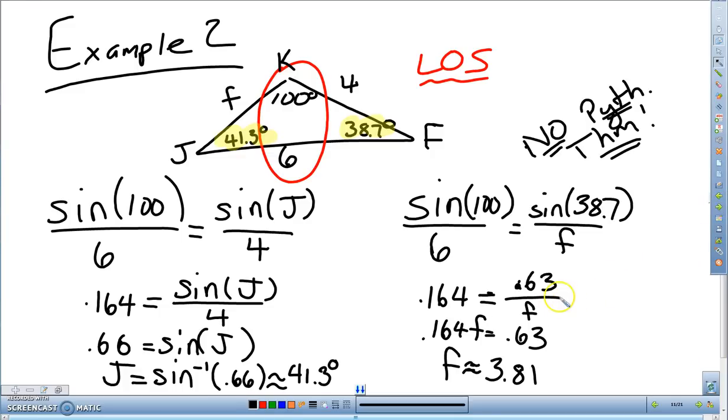And so here it is, again, solving it the same way we solved those other ones, times by f, and then divide by 0.164 on both sides. And then we should get about 3.81 for f.